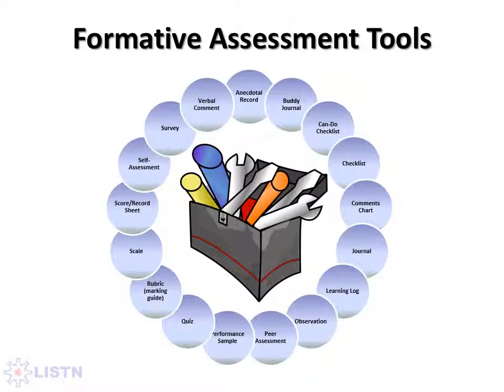There is a plethora of tools available for instructors to choose to use for their formative assessments. Each tool provides different benefits. For example, ease of use, learner friendliness, rich detailed data, a quick snapshot, and so on. Formative assessment tools include anecdotal records, buddy journals, can-do checklists, comments charts, journals, learning logs, observations, peer assessments, performance samples, quizzes, rubrics, scales, score record sheets, self-assessments, surveys, and verbal comments. Descriptions of these various tools can be found in the Classroom Assessment Toolkit.